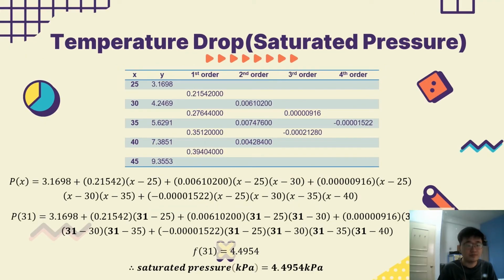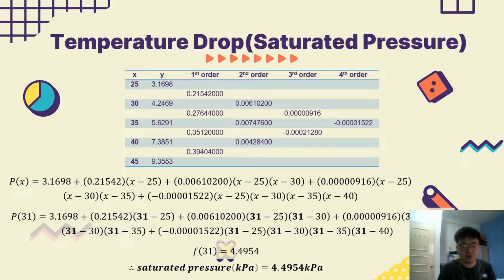So we need to create a table like this. There are four orders: first order, second order, third order, and fourth order. We are giving one example to calculate 0.21542. How to calculate this one is by using the interpolations. Meaning that 4.2469 minus 3.1698 divided by 30 minus 25. We get this one. Then correspondingly we calculate until the fourth order. After we construct this table, next we use the formula.